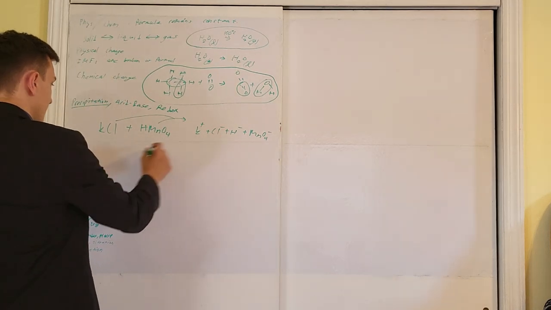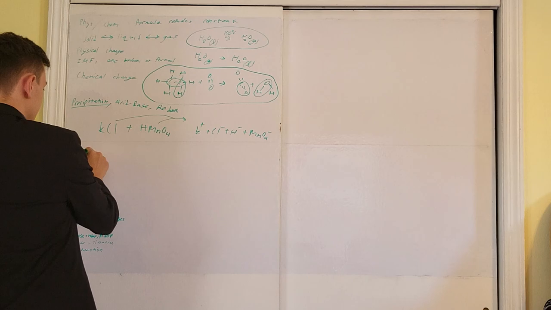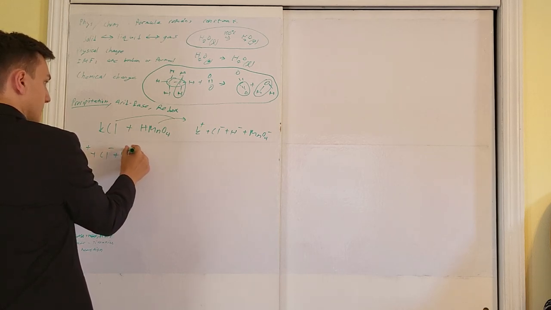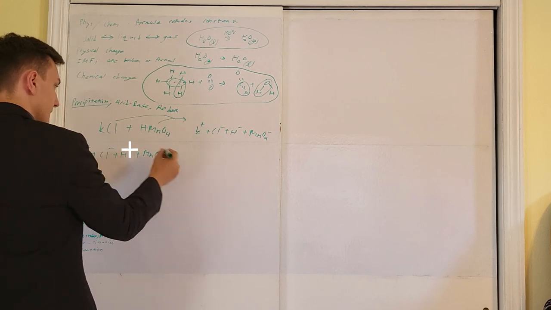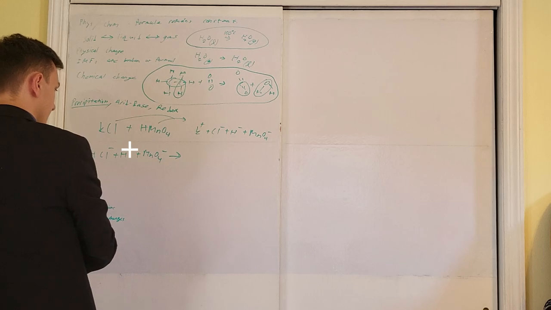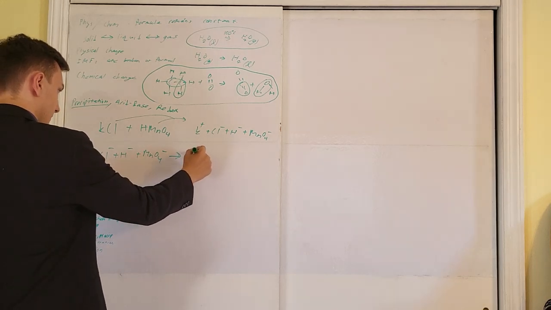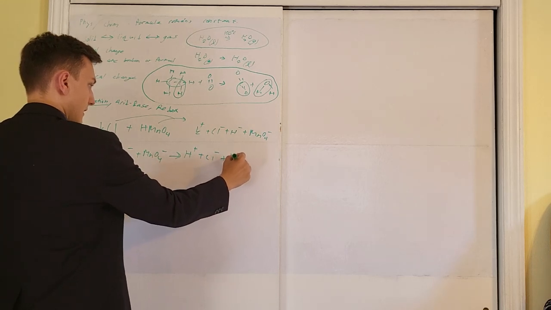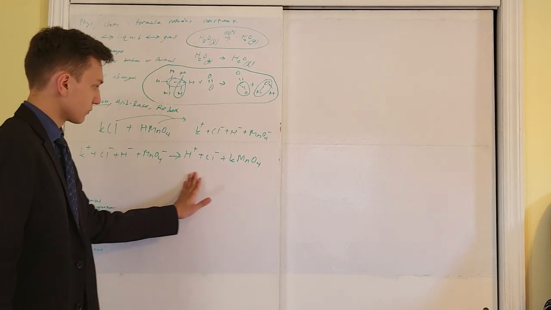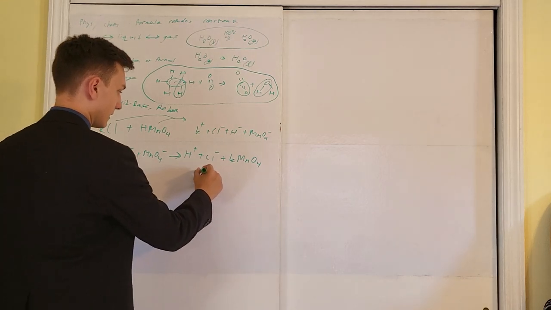So I'm going to rewrite this side of the equation. On the left side of the chemical equation, it's K plus, Cl minus, plus H plus, plus MnO4 minus, okay? And those are going to react to form H plus and Cl minus, and KMnO4. This is what we call a complete ionic equation.